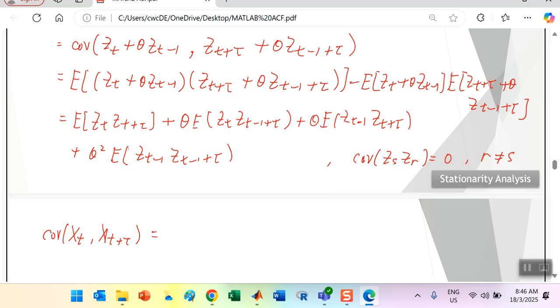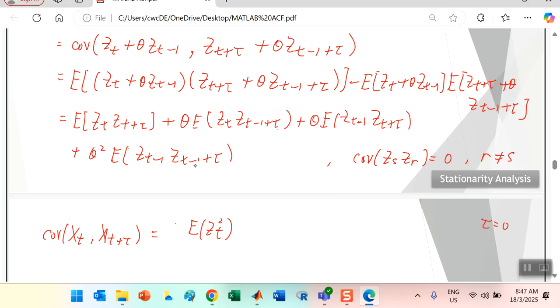So now if tau is 0, you have E of zt squared, because tau is 0. When you substitute tau is 0, the cross terms zt and zt minus 1 will be 0. Then the last term, zt minus 1, zt, will be 0 as well. So you have E of zt squared.